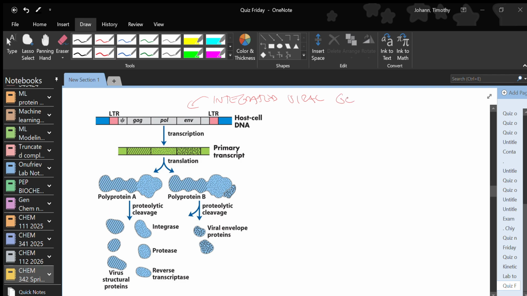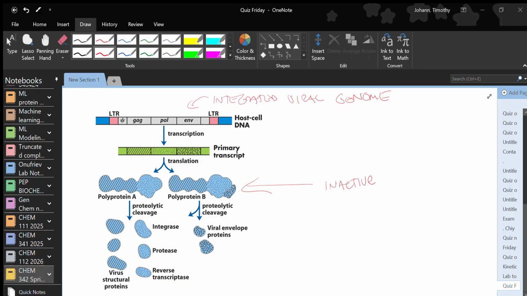I'm going to say genome, actually. It's more than one gene. And we get these inactive proteins, and they need to be cut up into their components to become active. So we need to have a protease come in and cut them, and this is that viral protease. So protease happens after the integrase? Yes.